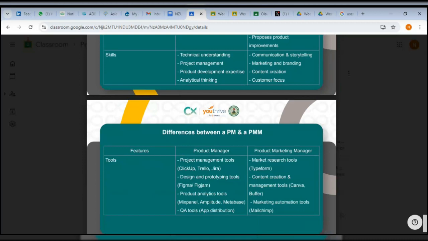Then the tools for a product manager will be project management tools like Trello, Jira, and ClickUp. And then for design and prototyping, Figma and FigJam. And then product analytics tools will be Mixpanel, Amplitude, and Metabase. Then the QA tools is App Distribution. Okay. And then the market research tools is Typeform, and content creation and management tools, Canva and Buffer.